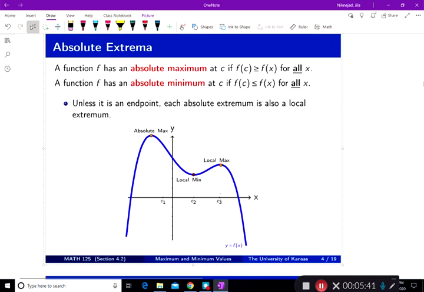Here, you notice that endpoints can be included. For example, in this picture, I can see that these 2 points are local max. One of them is the absolute max because it sits at the highest y value. So the y value for this point is the absolute max, but the y value for this one is not an absolute max. And we don't have any absolute min because these 2 sides go to negative infinity basically. And here is a local min only.